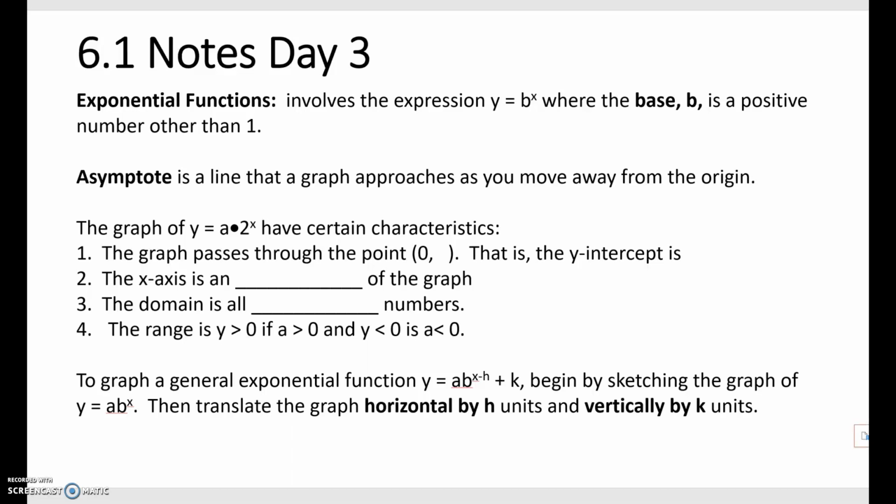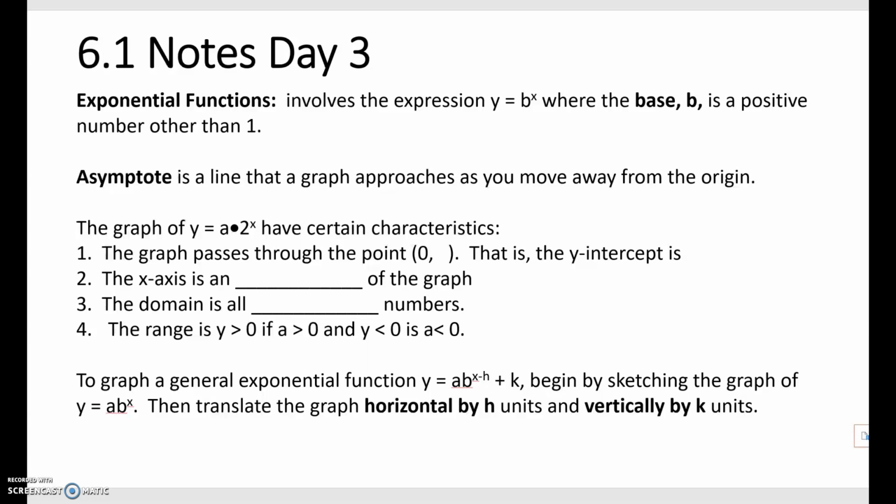These are the day 3 notes of 6.1 exponential functions. Over the last couple days, you did the exploration and then you did exponential growth and exponential decay yesterday. So today I wanted to touch a little more about the graphs of exponential functions and talk a little bit more about that asymptote again.